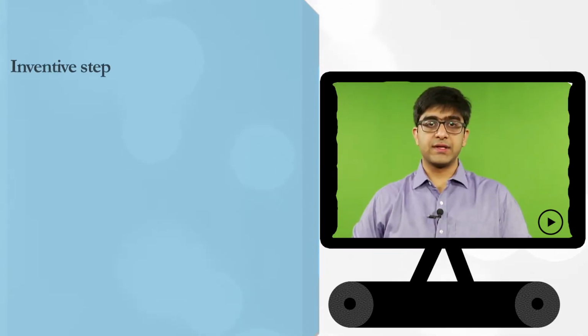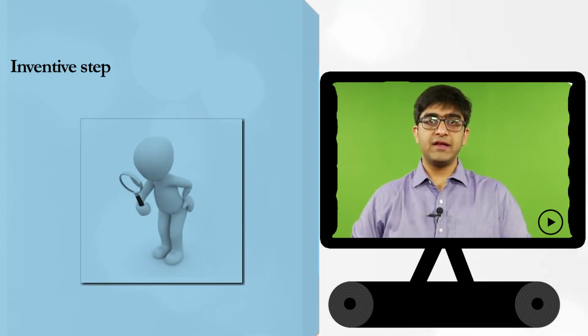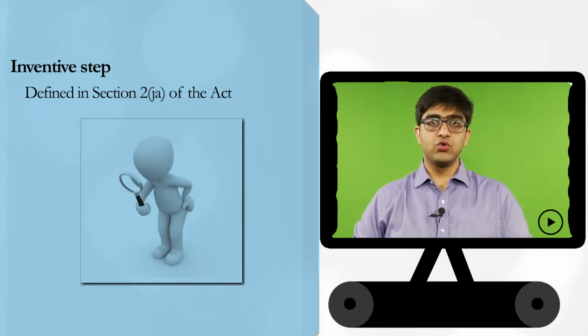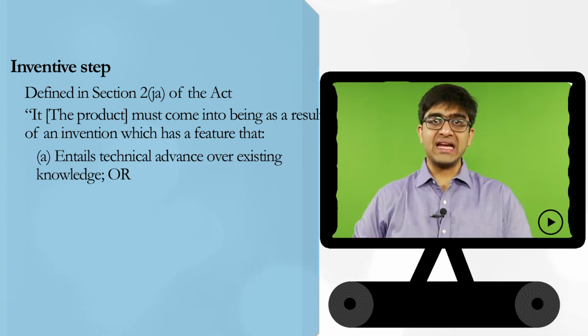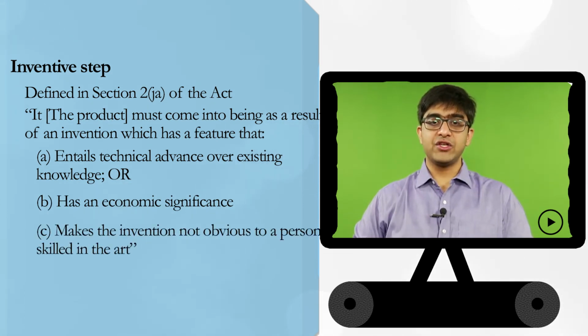Now, let us discuss the concept of an inventive step. The term inventive step has been defined in section 2(ja) of the Patents Act. The Supreme Court in the Novartis case also considered this definition and found that the inventive step has the following elements. That is, the product must come into being as a result of an invention which has a feature that entails a technical advance over existing knowledge or has an economic significance and that makes the invention not obvious to a person skilled in the art.